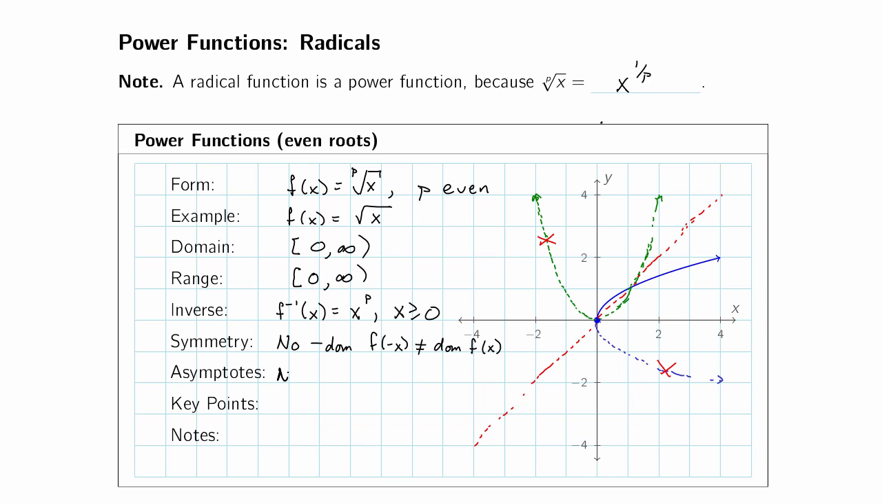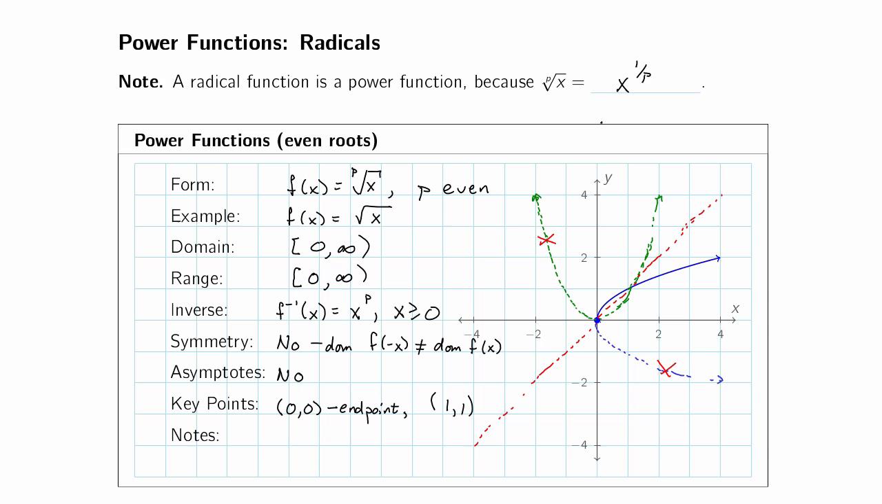We don't have any asymptotes in this graph, but what we do have is this special point, (0, 0). It's an endpoint of the graph, so we have to pay careful attention to that when we're transforming this function. The second key point we'll use is typically going to be (1, 1) when we go to transform this graph. Okay, so that's even roots.